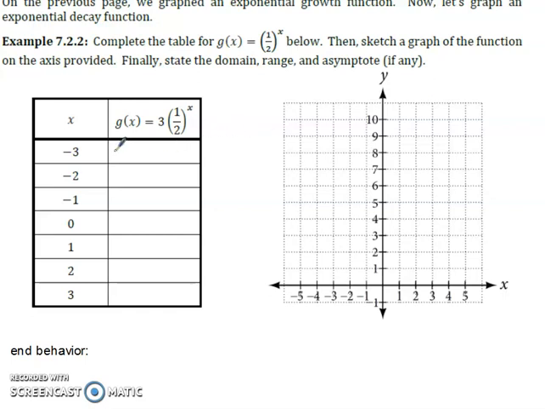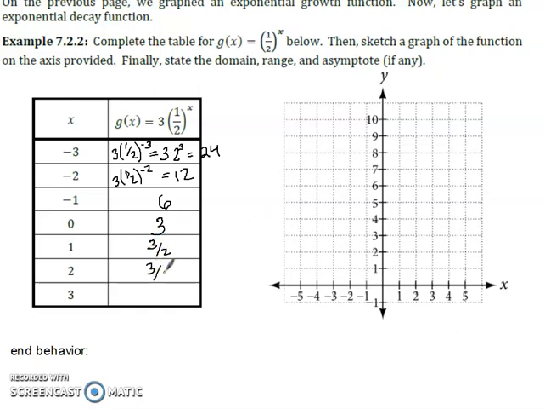When I plug in a -3, I've got 3 times 1/2 to the -3rd, which is actually 3 times 2 to the 3rd, which is going to be 24. 3 times 1/2 to the -2nd is going to be 12, to the power of -1 is 6, to the power of 0 is 3, to the power of 1 is 3 over 2.